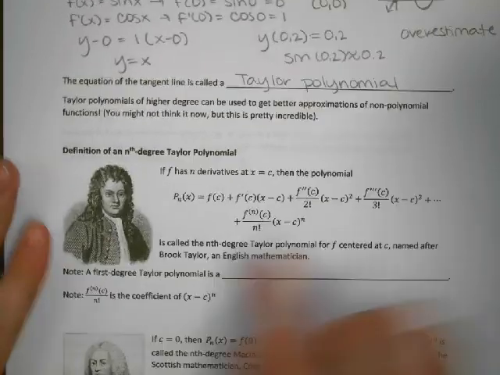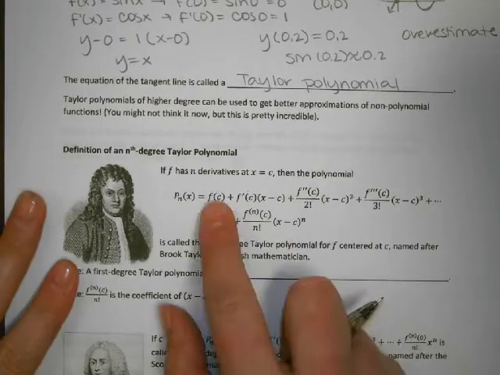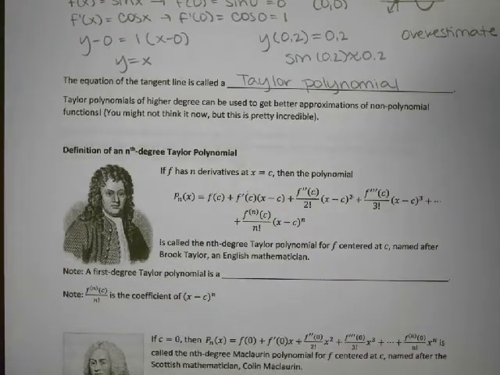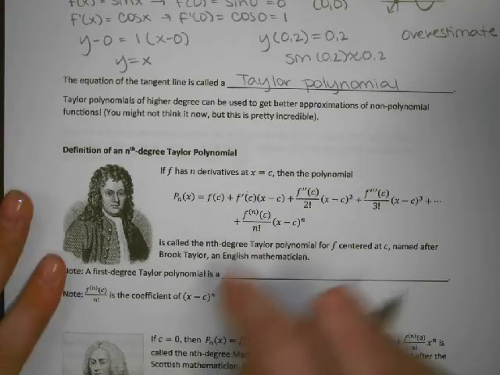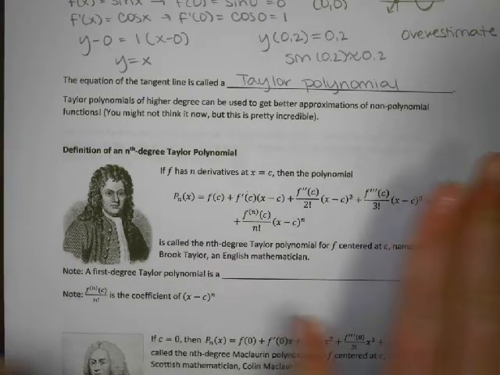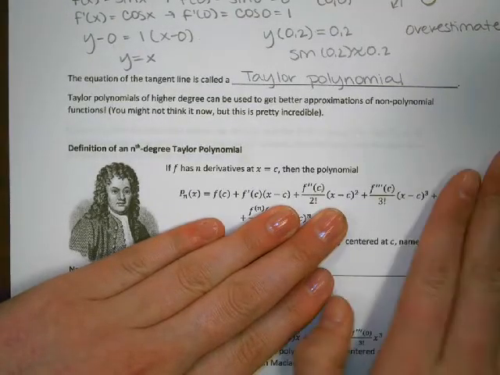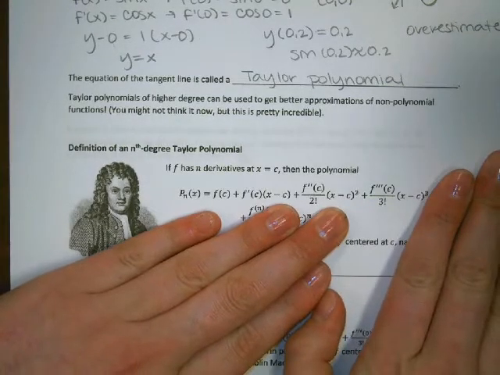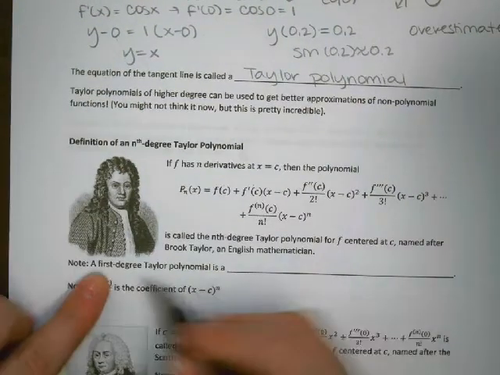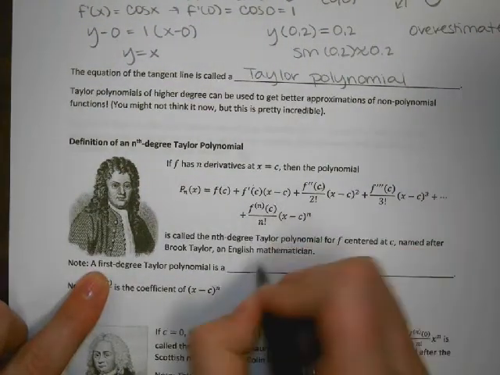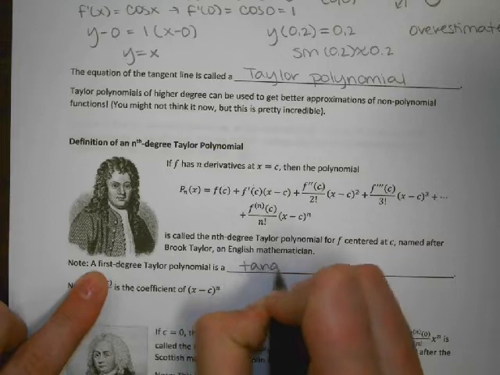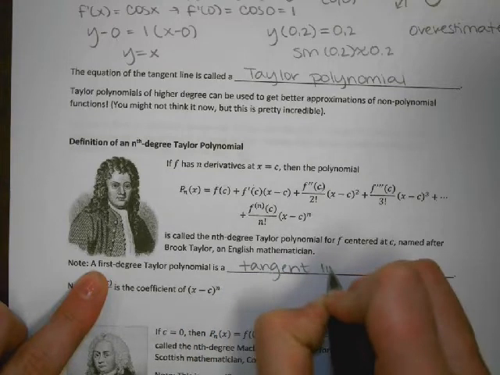And then the nth degree is just them telling you how many pieces you want. So our tangent line was a first degree Taylor polynomial because it had x to the first power, it was linear. But if we wanted an x to the second power Taylor polynomial, then we would just use this part. If we wanted an x to the third, so a third degree, we would want that part. So a first degree Taylor polynomial is a tangent line, which is what I had just said.